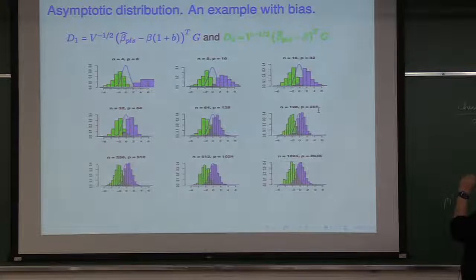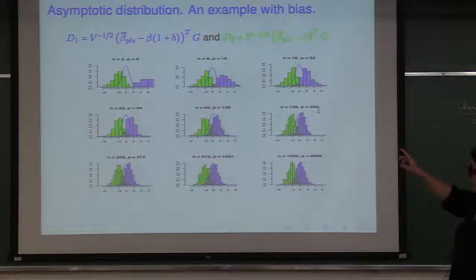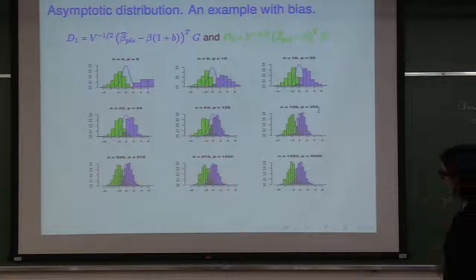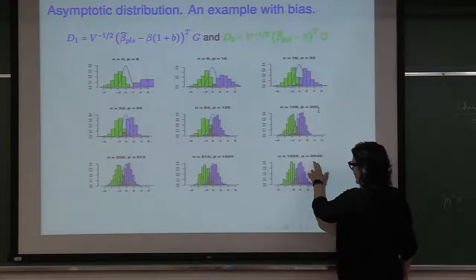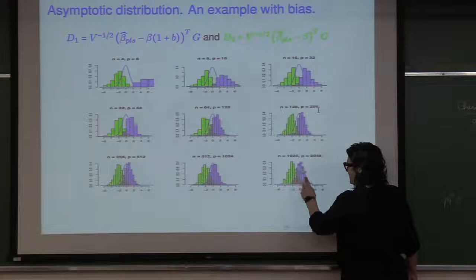I did some simulations, and the green one is that quantity, the histogram, and the blue one is the D1. I'm saying N and P have to go to infinity. When N and P are small, nothing is good. But when N and P grow, and I cannot do too much because of the computer power, this is really going to the normal 0, 1.